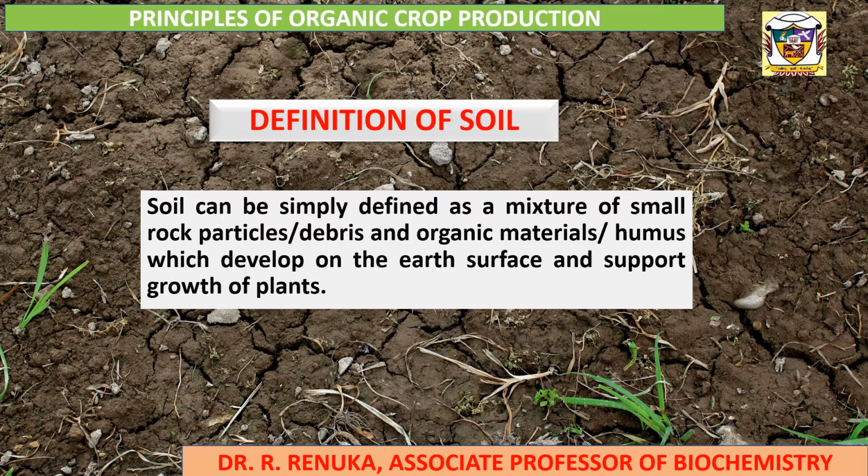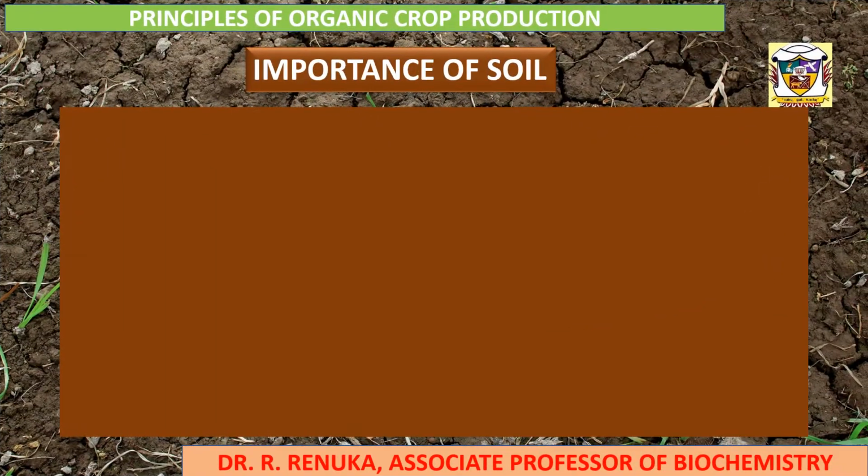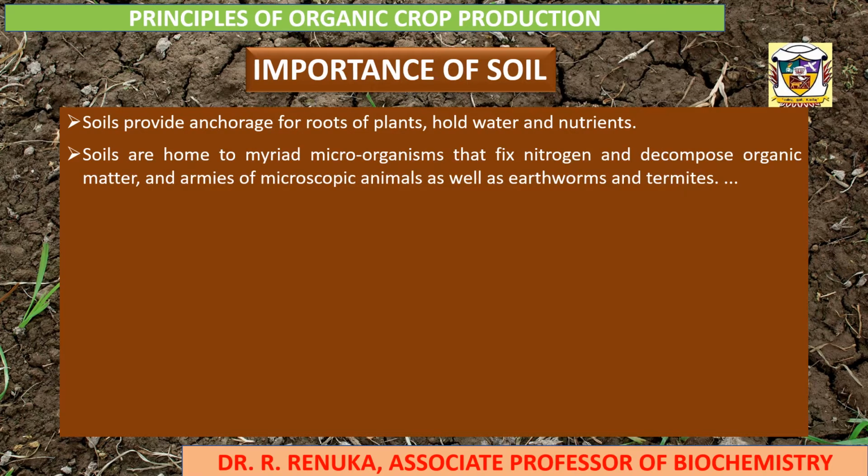Soil can be simply defined as a mixture of small rock particles and organic materials, otherwise called humus, which develop on the earth's surface and support growth of the plants. This slide shows the importance of the soil. Soil provides anchorage for roots of plants and it holds water and nutrients for the plants.